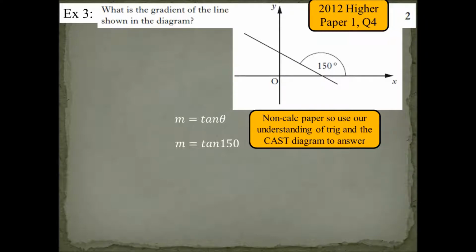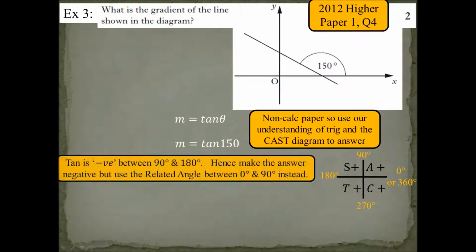Now, non-calculator paper, so we've got to use our understanding of trig and the cast diagram to answer. From our cast diagram, you can see that tan 150 is an angle in the sine quadrant. So the answer would be negative because tan is negative between 90 and 180. So we know that.